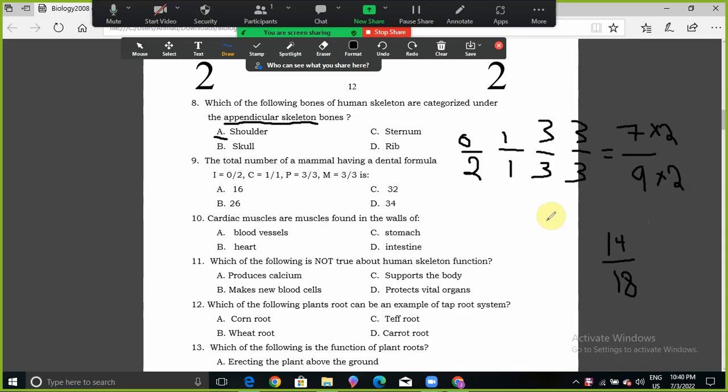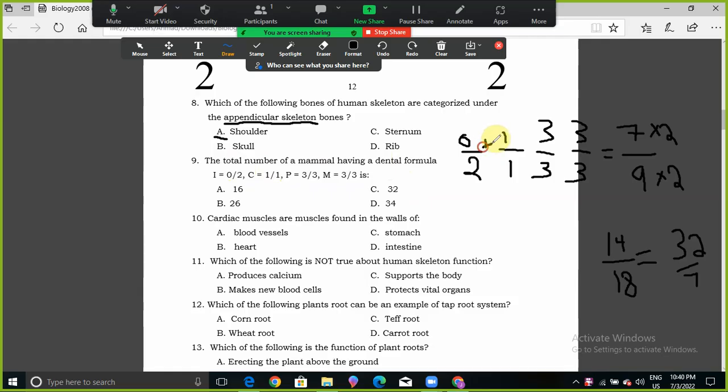Then make the sum of both of them. The last answer will be 32, because 14 plus 18 is 32. Let me repeat it again to help you understand more. The total number of teeth of a mammal having a dental formula of incisors 0 over 2, canines 1 over 1, premolars 3 over 3, and molars 3 over 3. First, we will add the number of teeth in the upper and lower jaws, and then multiply each by 2, like we did before here.